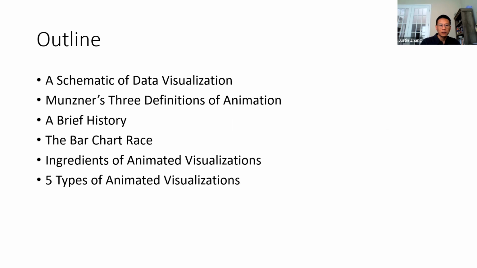We will look at a schematic of data visualization, and we will talk about 3 definitions of animation, followed by a brief history of animations in data visualization. And then we will talk about the bar chart race, which is a very well-known kind of animated data visualization. And then the next topic is the ingredients of animated visualization and 5 types of animated visualizations.